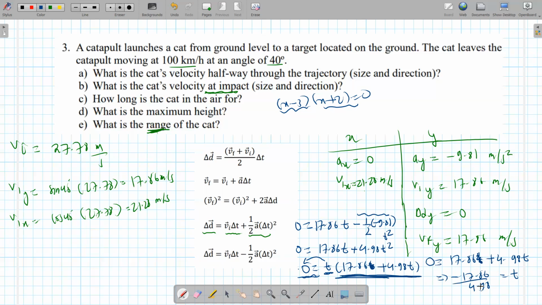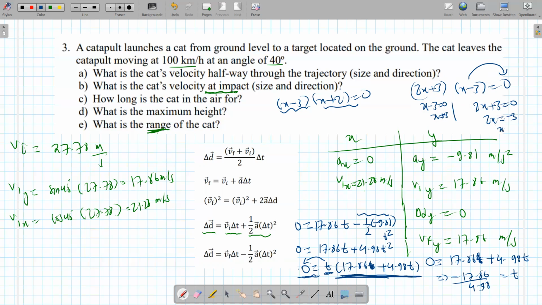But how did you subtract negative 17.86? How do you solve an equation like this? Okay, let's take a step back. You have a quadratic like this. How do you solve it? You set one bracket equal to 0, and then you set the other bracket equal to 0. You can add a 3 there, x equals positive 3. So you do the brackets one by one.